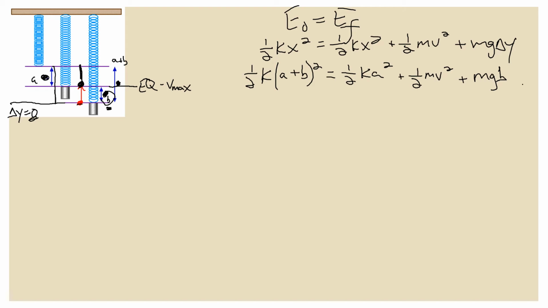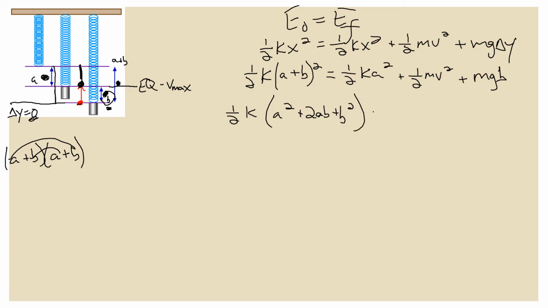Now we have an annoying amount of work to do, because this squared term is a sum, which means we need to FOIL or distribute these terms, because remember, (a + b) squared is really this. So we need to do the first, the outer, the inner, the last. So we have 1/2 k, and then parentheses. The first terms give us an a squared. Then we get ab twice, so that's 2ab. And the last terms, b times b, give me a b squared.